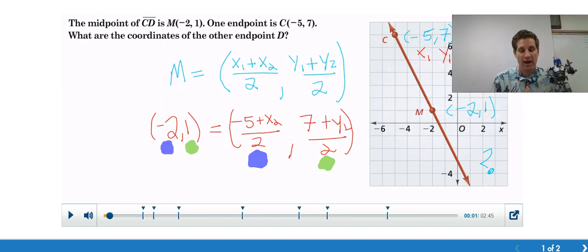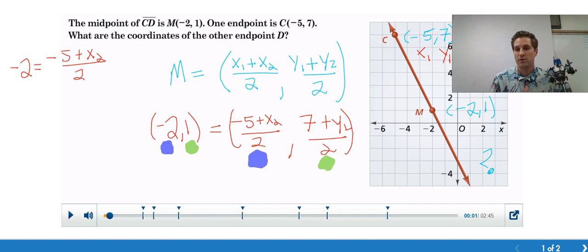And so what we're going to have is negative 2 set equal to negative 5, comma, not comma, sorry, that's supposed to be a plus. One second, let me erase that. So negative 5 plus x2 divided by 2. So this should help me solve.